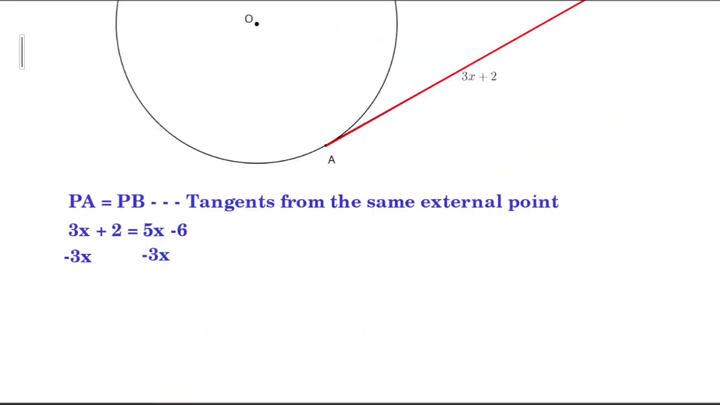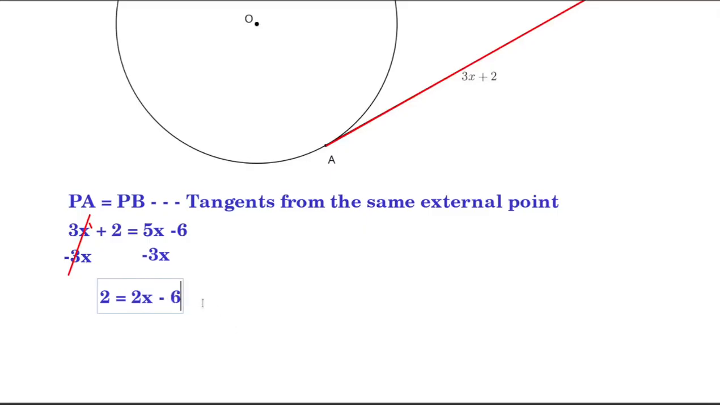So if we do that, these 3x are cancelling out there. These ones are getting cancelled. And then you are left with 2 being equal to 5x minus 3x. It's giving me 2x minus 6.